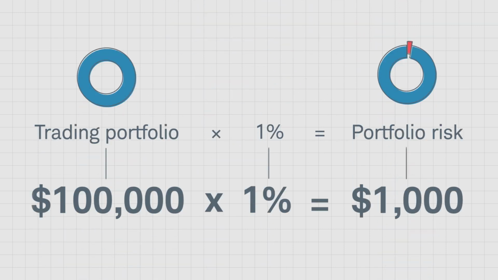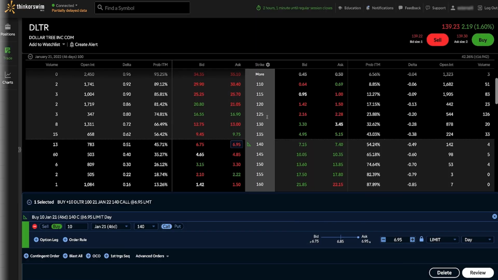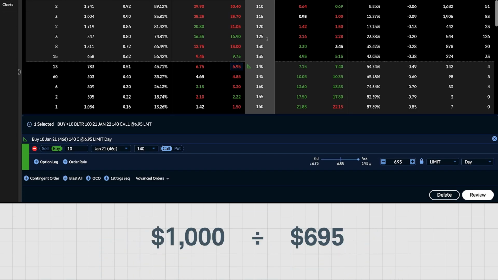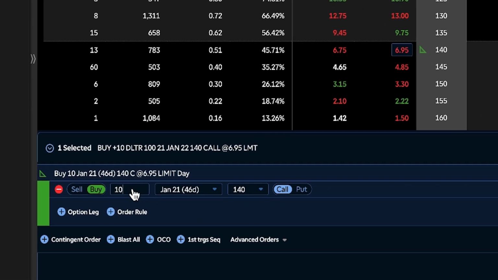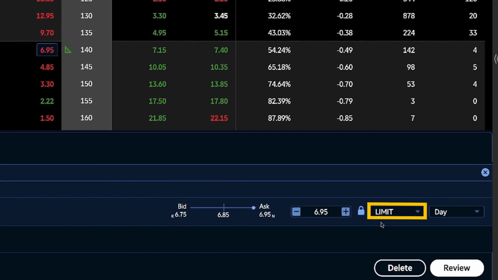For a long call, the trade risk, or max loss, is the premium you pay to buy the contract, plus any commissions and fees. For our example, the premium is $695. So our portfolio risk of $1,000 divided by the premium of $695 equals one contract. I'll update that in the order ticket. I'll keep my order type as limit and the time in force as day.